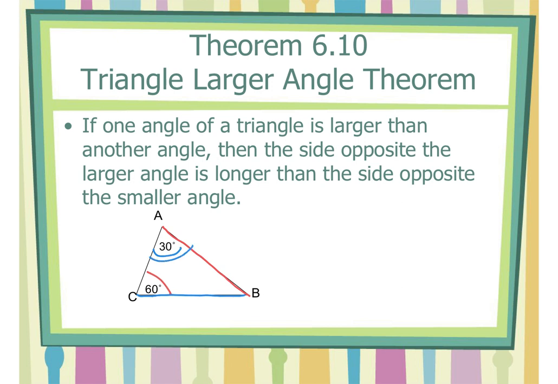If C is the bigger angle, right? You guys said that the measure of angle C is bigger than the measure of angle A, right? Which side needs to be bigger? AB. So AB needs to be bigger than what? CB. Okay? The side opposite the angle that's larger needs to be bigger.